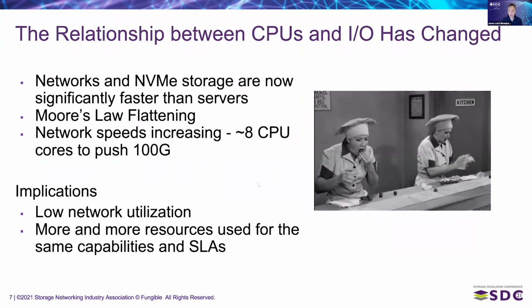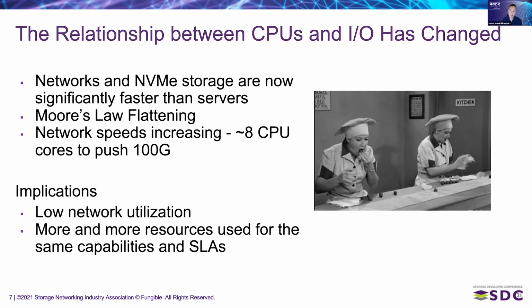The relationship between CPUs and IO has changed. We've all thought intellectually of networks and storage as slower than servers and CPUs. That's no longer the case. The relationship has changed. Networks and storage are now significantly faster than CPUs. Meanwhile, those CPUs aren't getting much faster, and network speeds are increasing. So as I'm trying to take advantage of things like 100 gig Ethernet, I'm using more and more CPU cores to push that through. And that's a CPU tax that I never get back. Those are cores that I could use for something else.